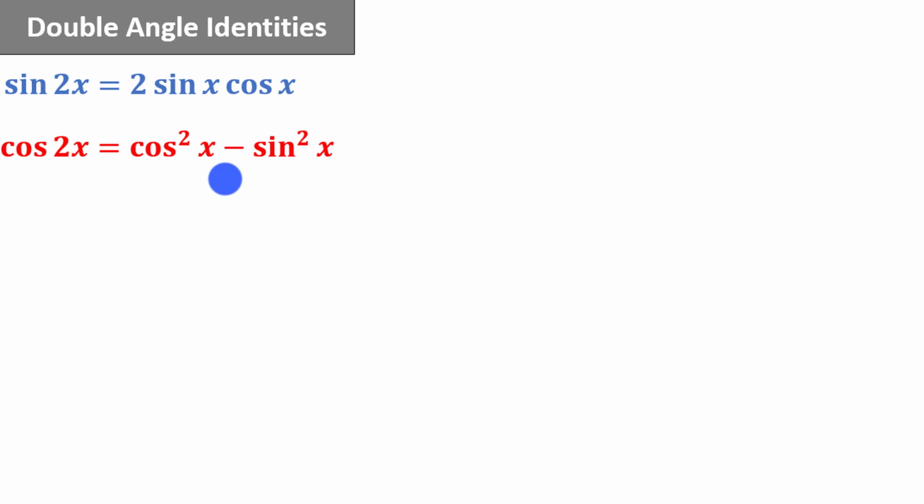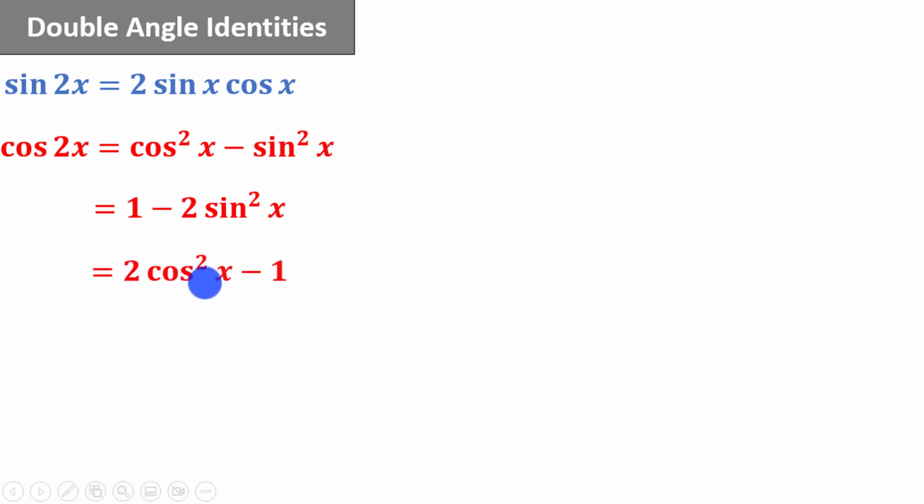Now, there are actually two more identities that we can derive from this identity. We know based on the Pythagorean identity that cosine squared can be written as 1 minus sine squared, and that sine squared can be written as 1 minus cosine squared. I'm not going to show all the work here, but if you plug in those values into this formula, you will get two additional formulas. You will get that cosine of 2x is also equal to 1 minus 2 times sine squared of x, and 2 cosine squared of x minus 1.